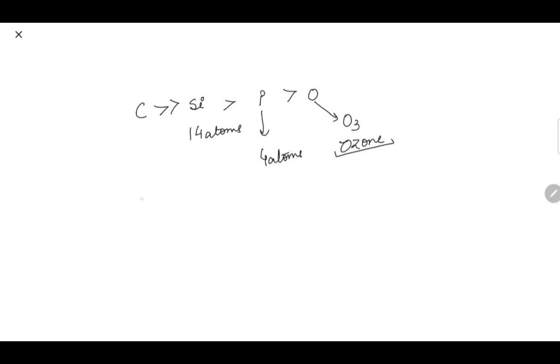Then next to carbon would be silicon. Definitely it is very less with regards to carbon, but silicon can combine with itself up to 14 atoms. Followed by phosphorus, it can combine up to 4 atoms, and followed by oxygen that could combine up to 3 atoms. So the best example is O3, the ozone molecule. So this is the order of the catenation of the elements.